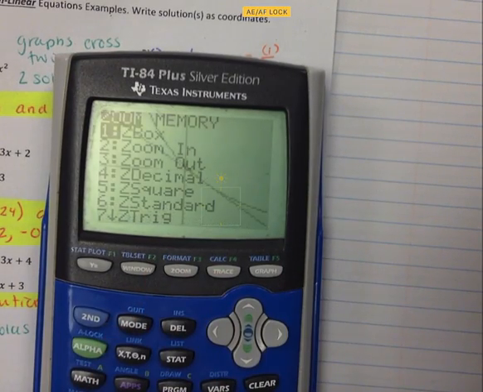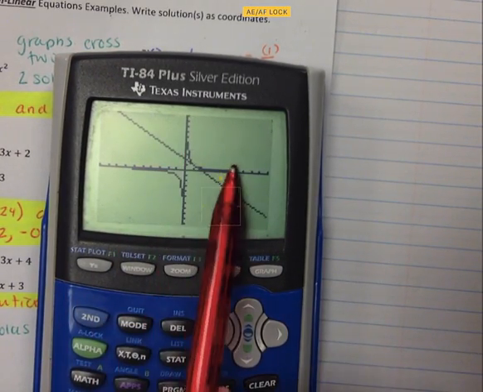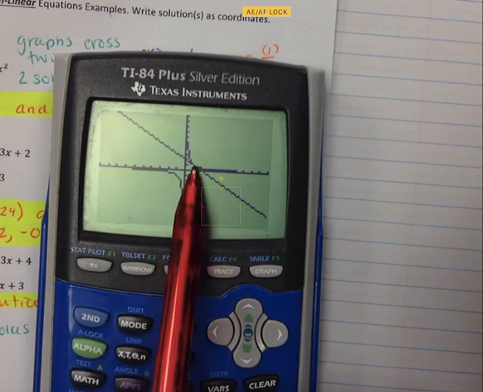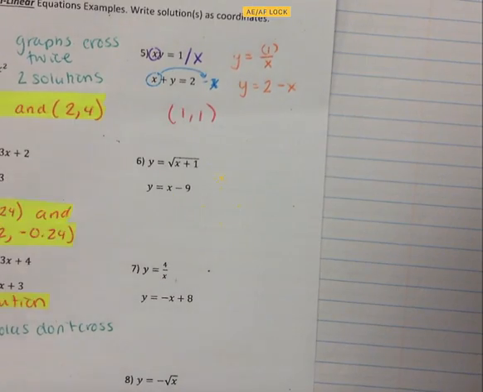If we go back to zoom 6, so I can look at the entire graph again, I had two parts of the first equation, but then the second equation was the line, and it looks like it's only touching. So that's why there's only one answer, because it's just touching it at that location.